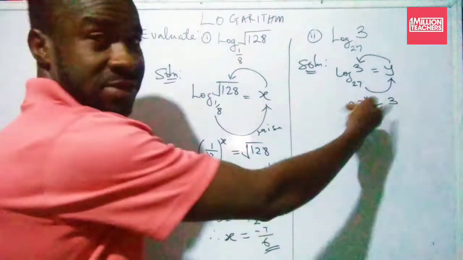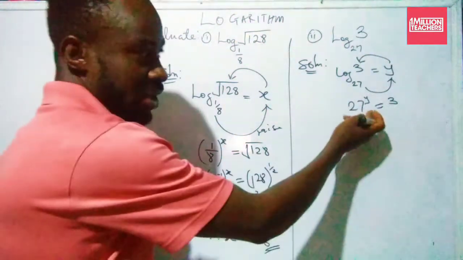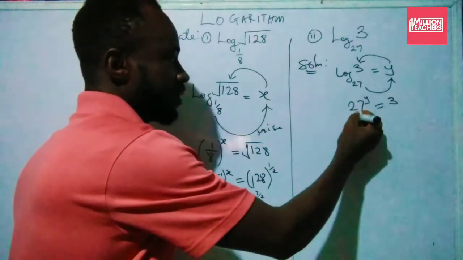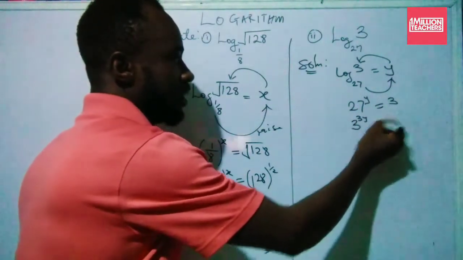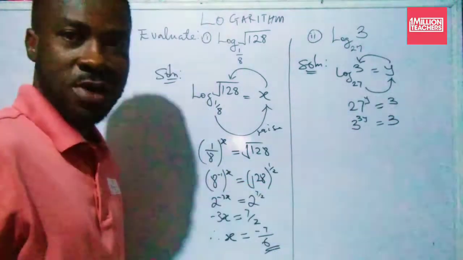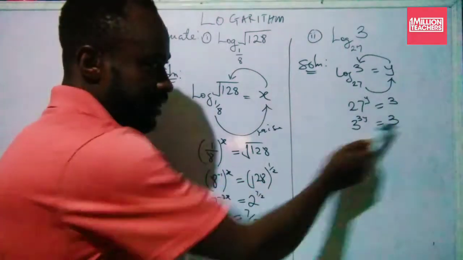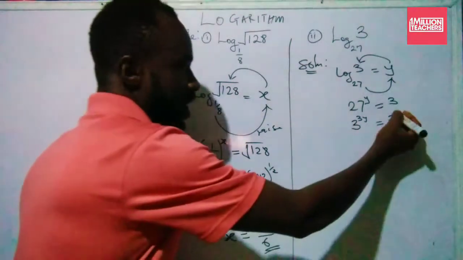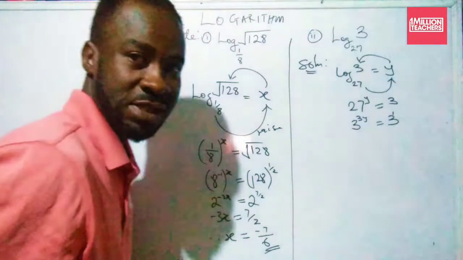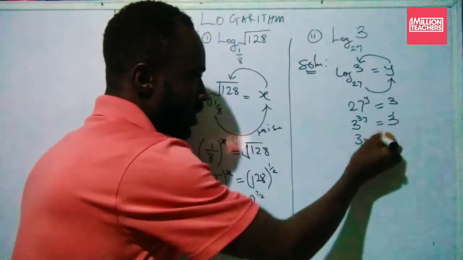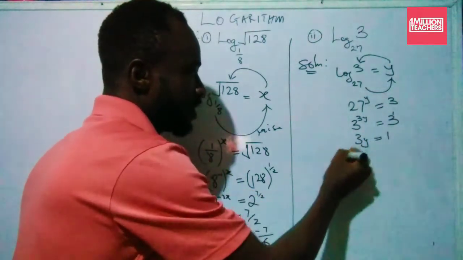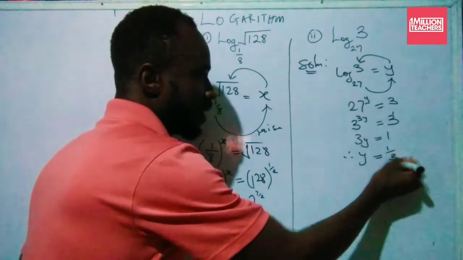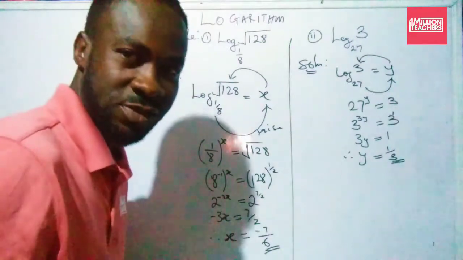Now you can see this is an indices problem. Now we change this: 27 is the same thing as 3 raised to the power of 3, and then equals 3. So as usual, if our bases are the same, it means that we can equate the powers. Remember that this 3 has a power of 1. Hope we all know that. So which means our 3y is equal to 1, and therefore y is equal to 1 over 3. And that's the solution to that.